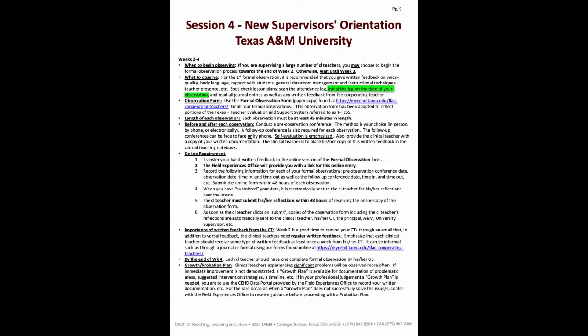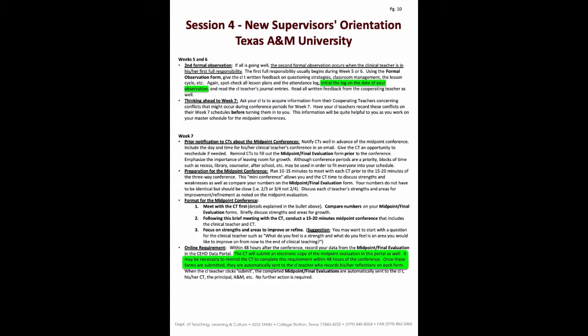You will need to emphasize that each clinical teacher should receive some type of written feedback at least once a week from his or her cooperating teacher. By the end of week 4, each cooperating teacher should have one complete formal observation by you, his or her university supervisor. The last bullet addresses the growth probation plan, which we have already discussed. Moving on to the next slide.